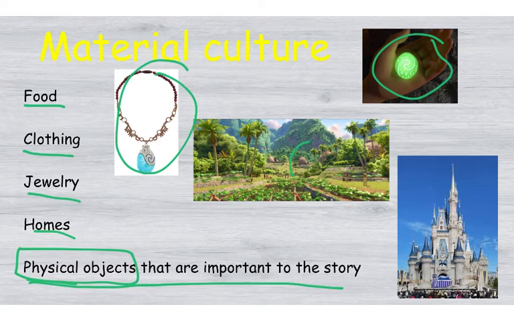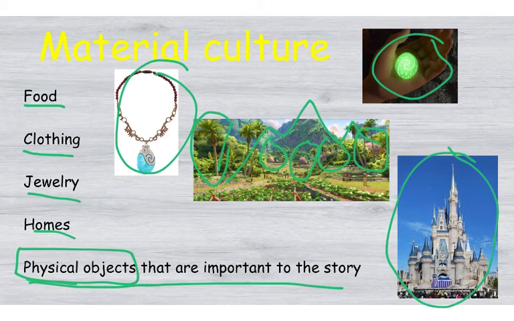Homes, you can see this style of home where Moana lives is very different from where Cinderella lives at the end of her story. So what the homes look like is also important, and where they are. You can see in Moana's there's lots of palm trees and there's mountains, and that's a very different setting from other stories and movies.